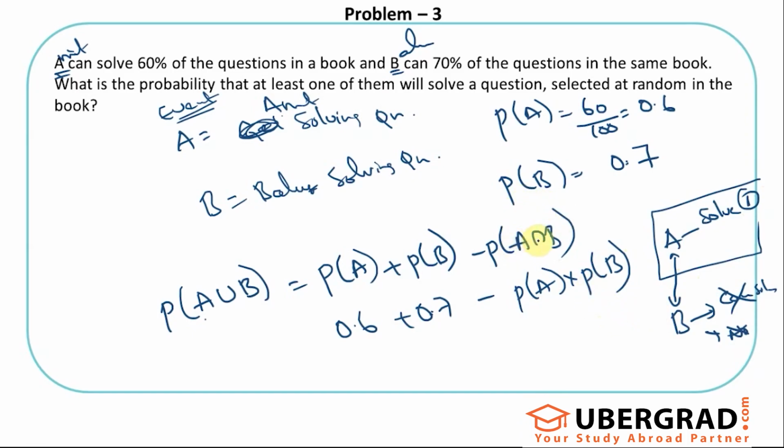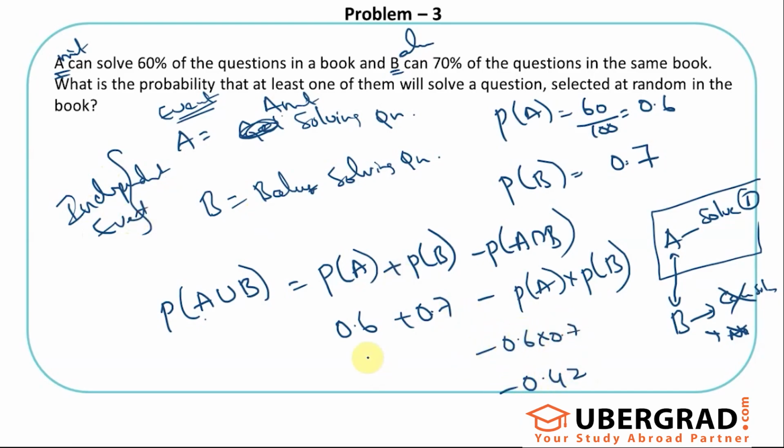So if I ask you what is A intersection B, A and B are independent events. So I simply do the multiplication. This is 0.6 into 0.7, so it's 0.42. 0.6 plus 0.7 is 1.3. 1.3 minus 0.42 is 0.88, which is the answer. So the probability that at least one of them will solve a question is 0.88.